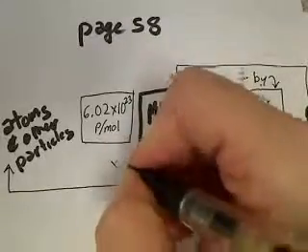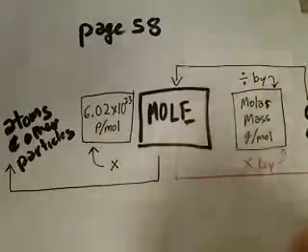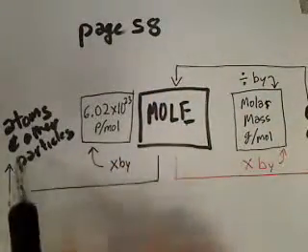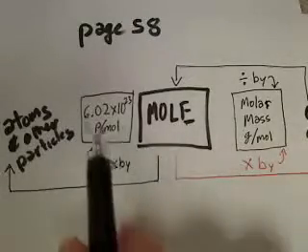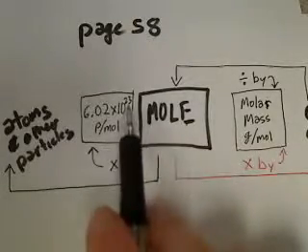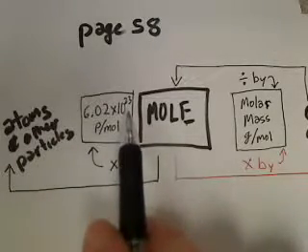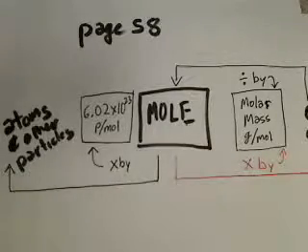So we're going to multiply times Avogadro's number. Okay, so you're going to multiply by Avogadro's number, and that's going to give you the number of atoms. So if I have 2 moles, it would be 2 times 6.02 times 10 to the 23rd, which would be 12.04 times 10 to the 23rd. And then I need to change that to 1.204 times 10 to the 24th. What if I want to go from moles to atoms?